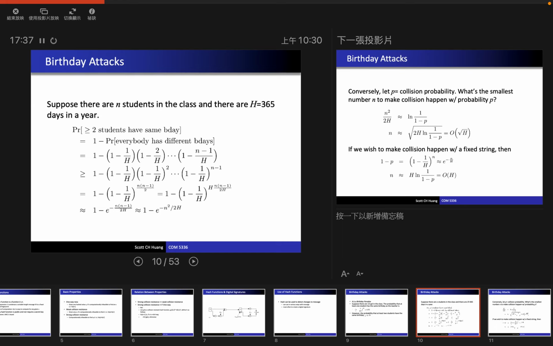And then the second student I pick, I have to avoid overlapping with the student I have previously chosen, which is 1 student. So we have 1 day less. So that is 1 minus 1 over h. That's the second student I pick. For the third student I pick, I have to avoid 2 students. And so on and so forth until the last student, for whom I have to avoid the previous n minus 1 students' birthdays. So this is n minus 1. That's the probability.